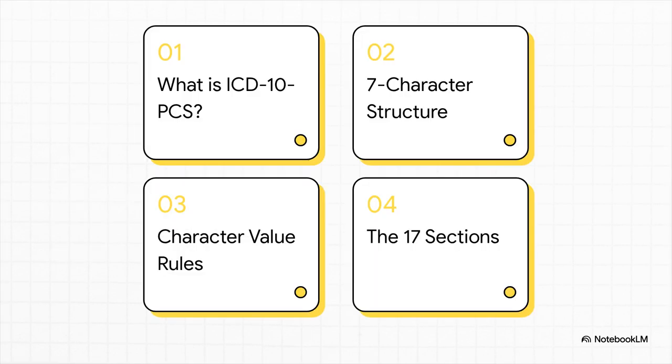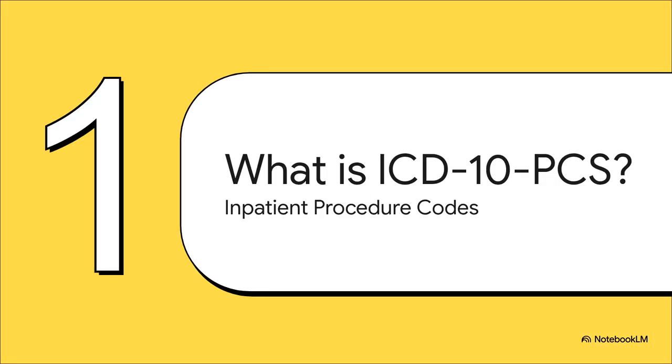So for today's agenda, we've got: 1. What is ICD-10 PCS? 2. The 7-character structure. 3. Character value rules. And 4. An overview of the 17 sections. Okay. Section 1. What is ICD-10 PCS? Building inpatient procedure codes. Let's get right into it.